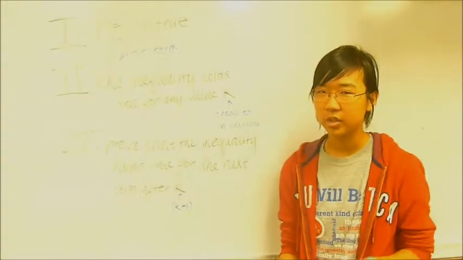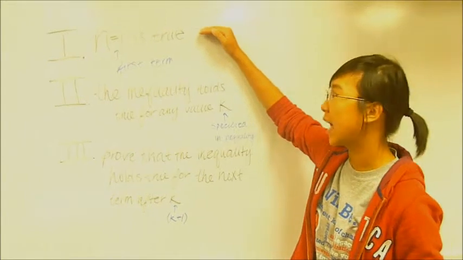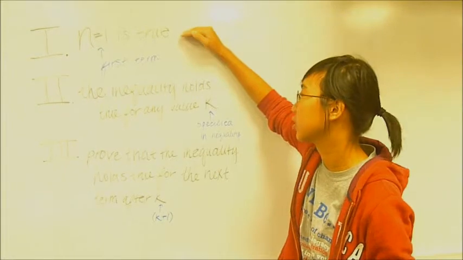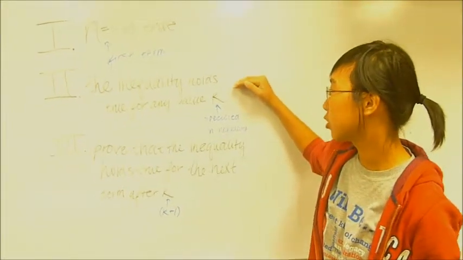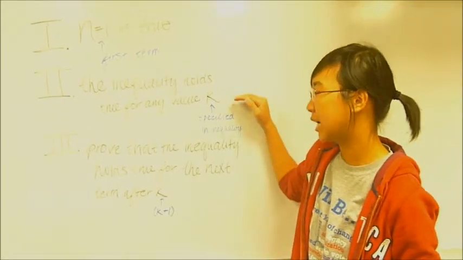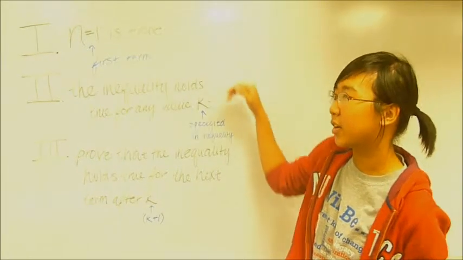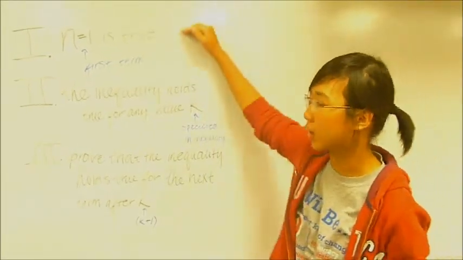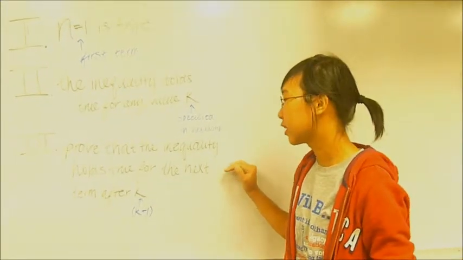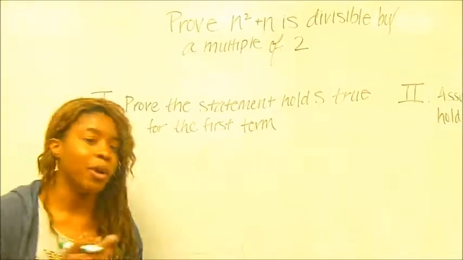To prove an inequality using mathematical induction, we must use these three steps. First, we must prove that n equals 1, or the first term in the inequality, is true. Second, we must prove that the inequality holds true for any value k. K is any value that n can be, which is specified in the inequality. Third, we must prove that the inequality holds true for the next term after k, or the k plus 1th term.